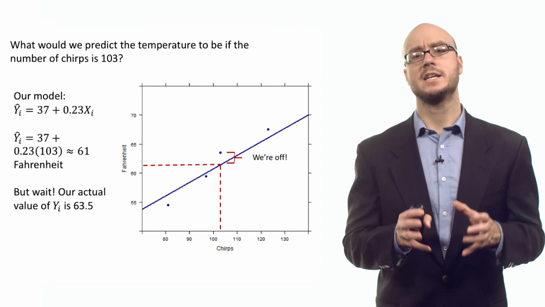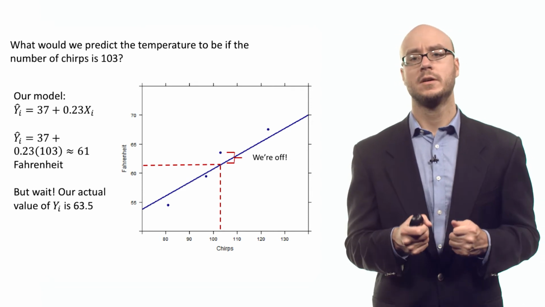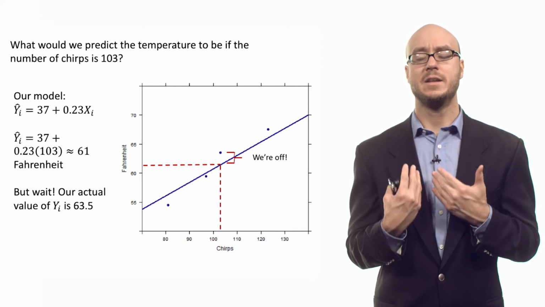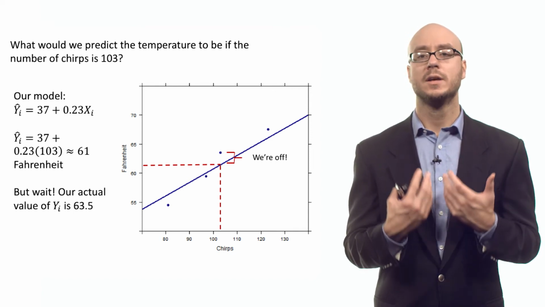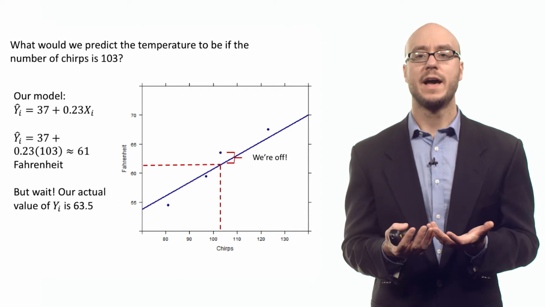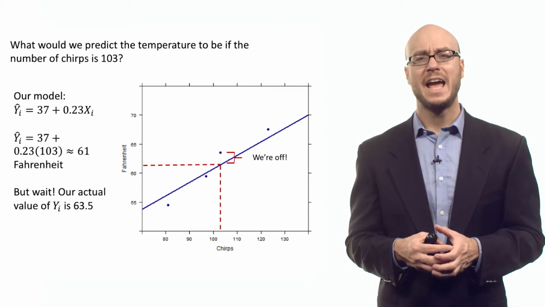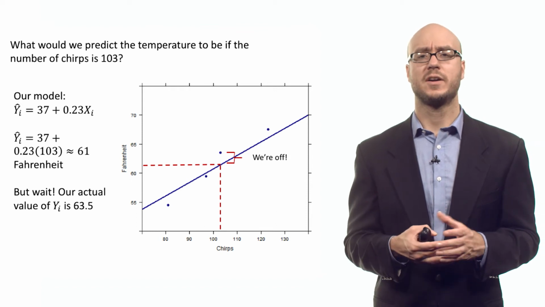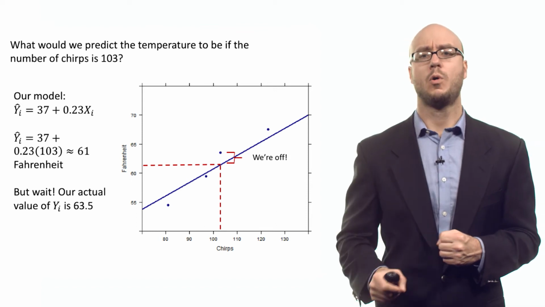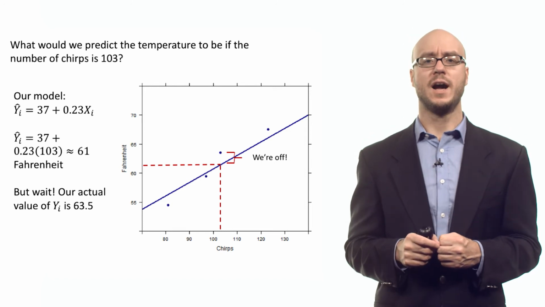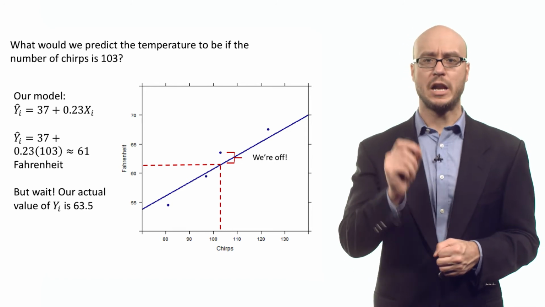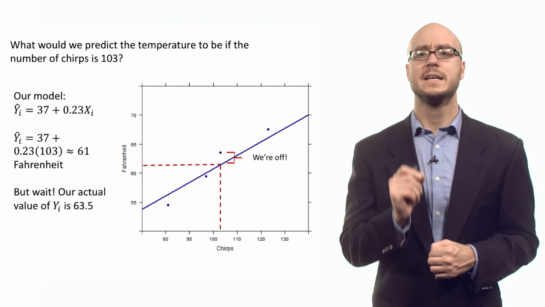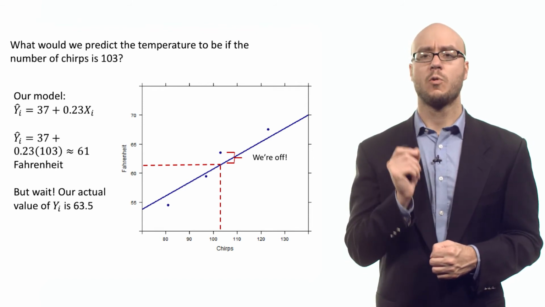But you can see in this case, we actually have a data point for 103. Meaning in our data set, we actually have a value of x that's 103. And you can see that our predicted value of y hat is about 61 degrees Fahrenheit, but our raw value of y is in fact 63.5 degrees Fahrenheit. You can see that our prediction is off. The y hat is different from our raw value of y.